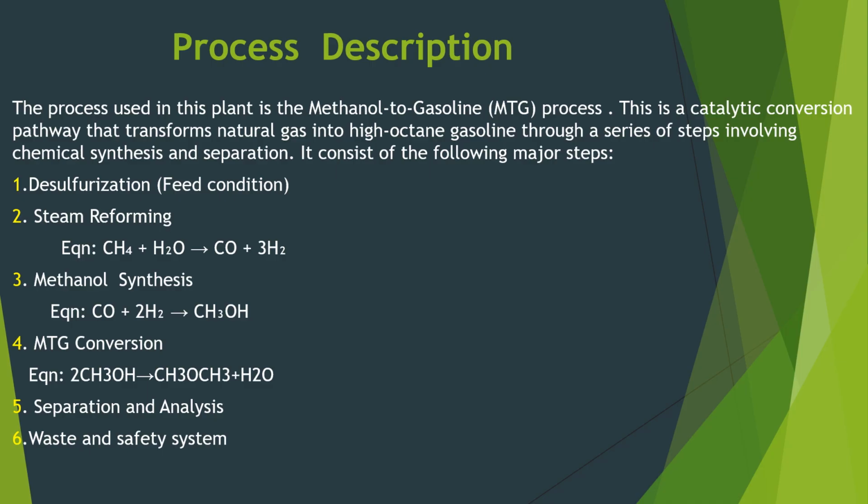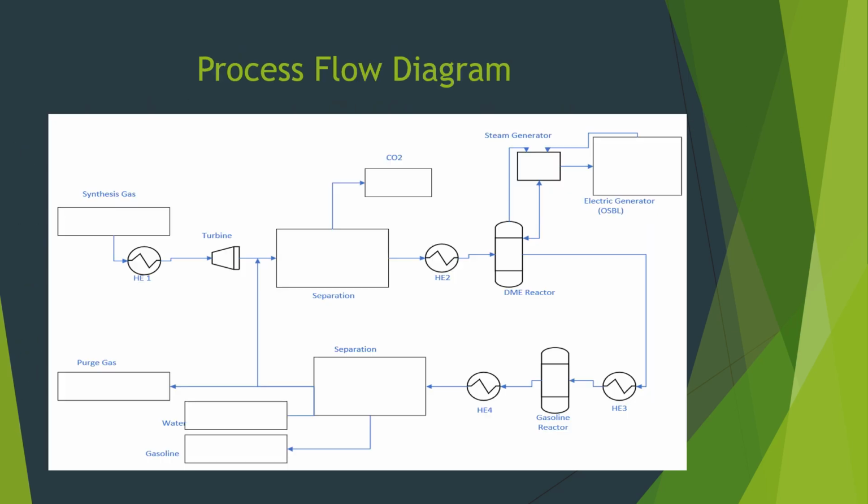After doing all these processes, non-condensable gases are vented, while unused liquid is sent to waste. The safety system includes temperature and pressure sensors and relief valves. Let's look at the flow diagram of this process. This is the process flow diagram of this project.